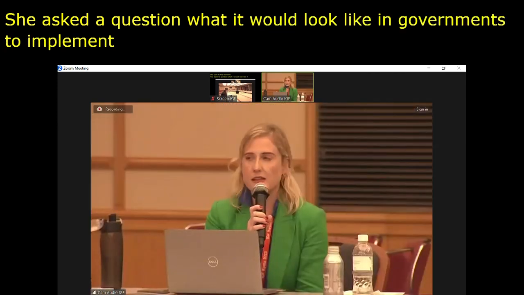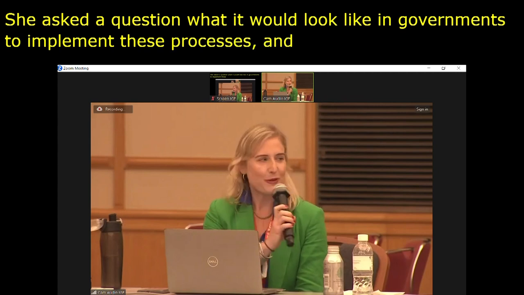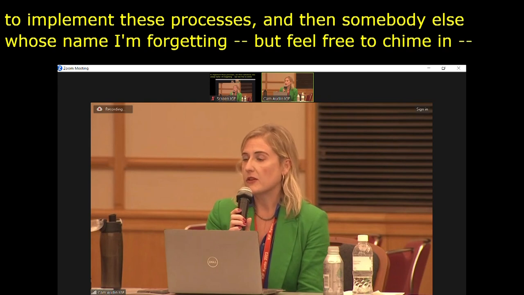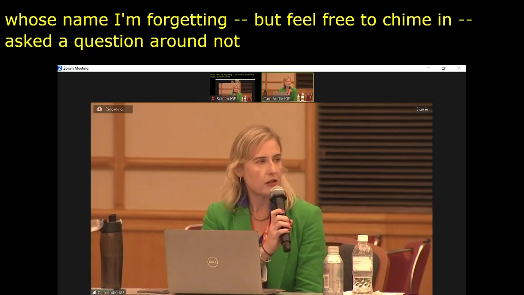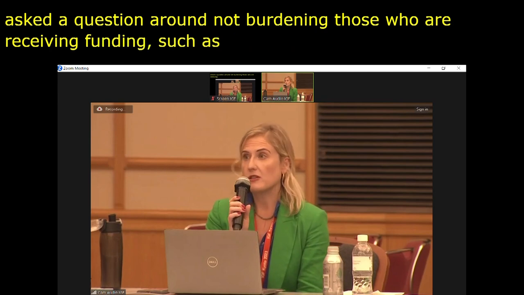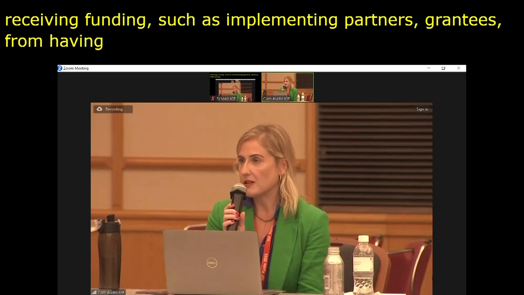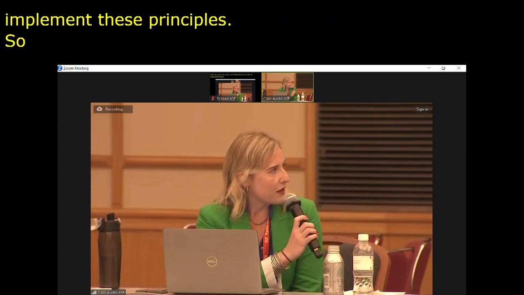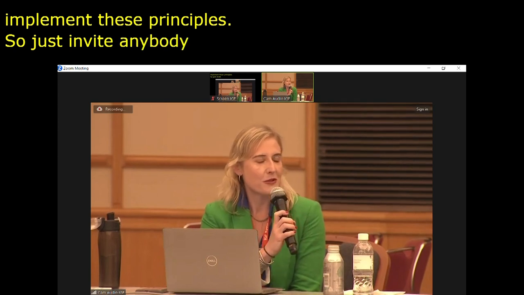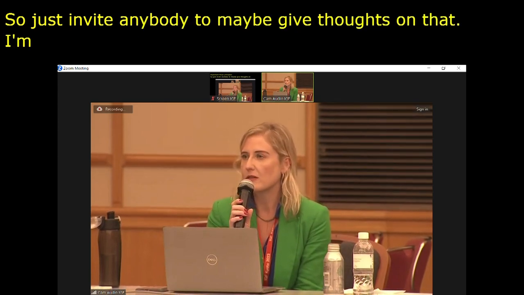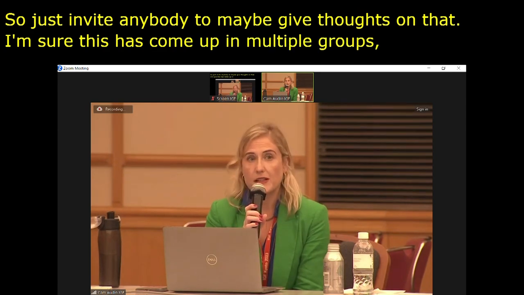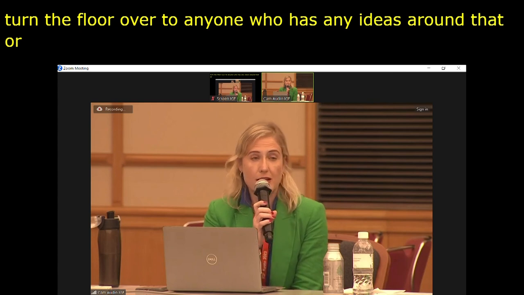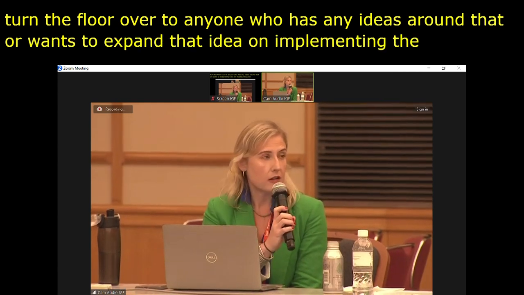Then somebody else, whose name I'm forgetting, asked a question around not burdening those who are receiving funding, such as implementing partners and grantees, from having to do extra work themselves in order to implement these principles. I invite anybody to give thoughts on that. I'm sure this has come up in multiple groups. So we'll turn the floor over to anyone who has ideas around implementing the principles internally without burdening grantees and implementing partners with additional labor.